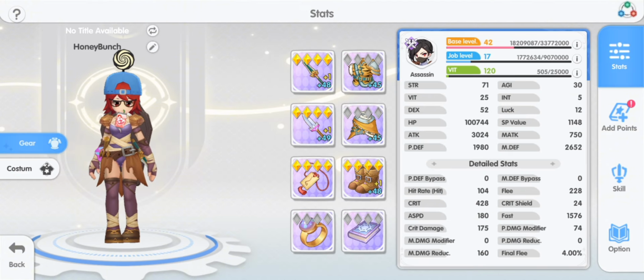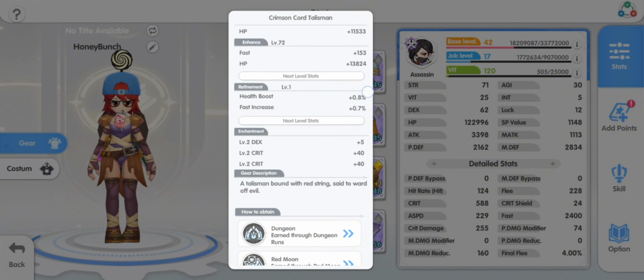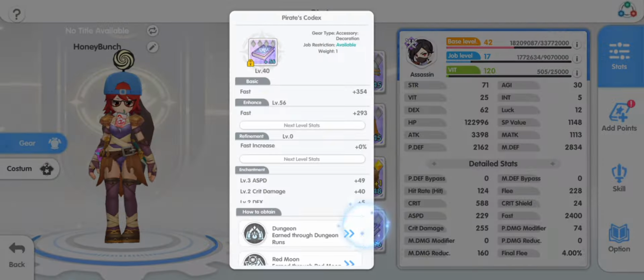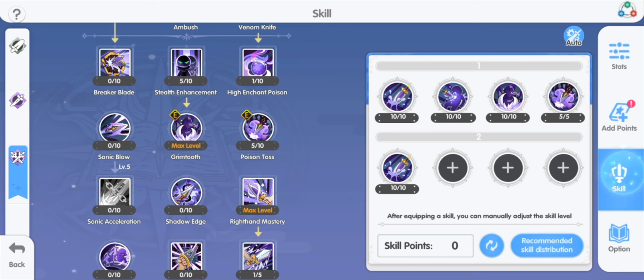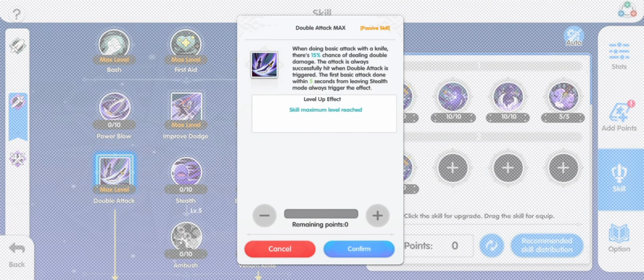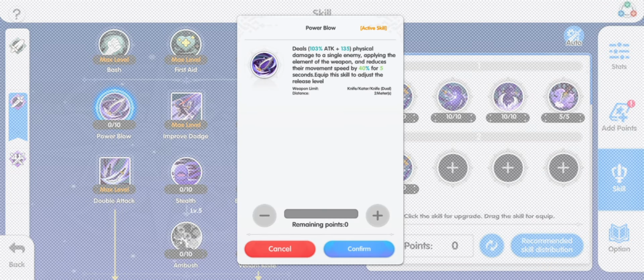Weapon is the same. Accessories are changed from ASPD to Fast. Fast also lowers cooldown. Skills have changed. Do not get the double attack. My mistake. Get Power Blow instead at level 10, or level 5 Stealth and level 5 Detoxify.